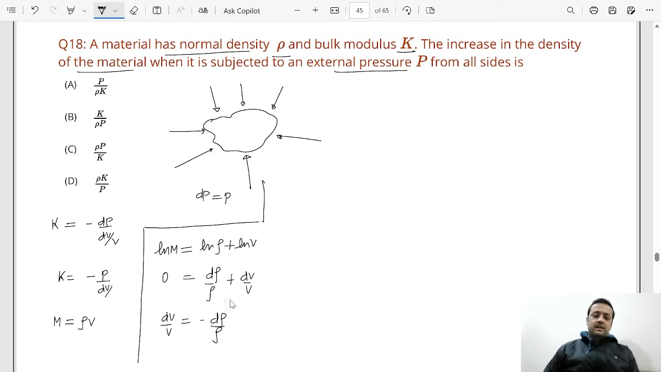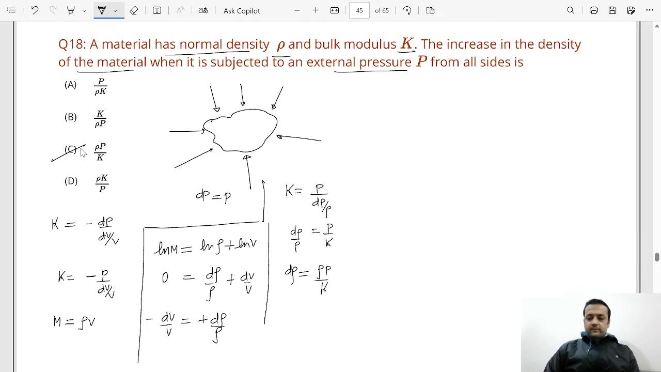On compressing it, density will increase but volume will decrease, so you can put this minus sign here. Minus of dv by v can be written as d rho by rho. So bulk modulus becomes pressure upon d rho by rho, which means d rho by rho is nothing but pressure upon bulk modulus. So d rho becomes rho p by k. So rho p by k is option C. Okay, let's move to the next one.